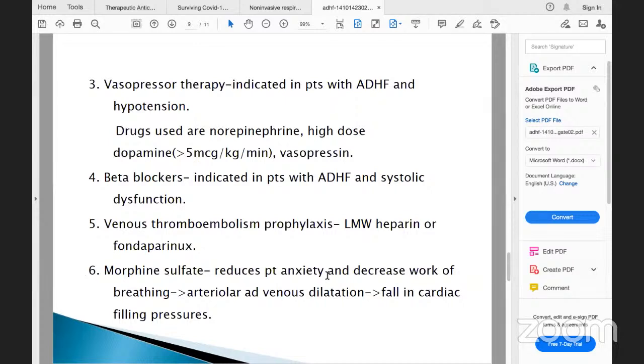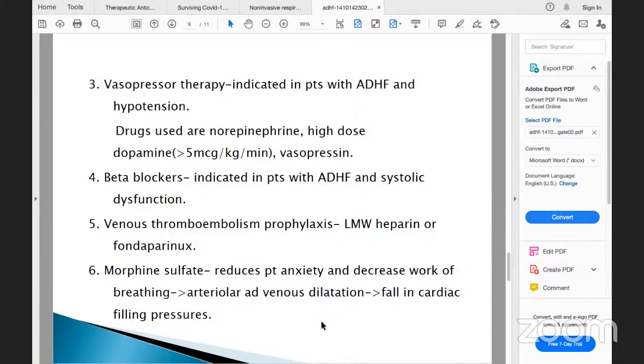Vasopressor therapy is indicated in a patient with decompensated heart failure with shock. Basically, in cardiogenic shock, the first line of therapy is norepinephrine. No doubt about that. Even in septic shock, the first line is norepinephrine; in cardiogenic shock also norepinephrine is indicated. Dopamine is very rarely used. As a last line, maybe vasopressin or adrenaline can be used. Beta blockers are indicated in patients with acute decompensated heart failure and systolic dysfunction. Venous thromboprophylaxis should be given either via low molecular weight heparin or fondaparinux.